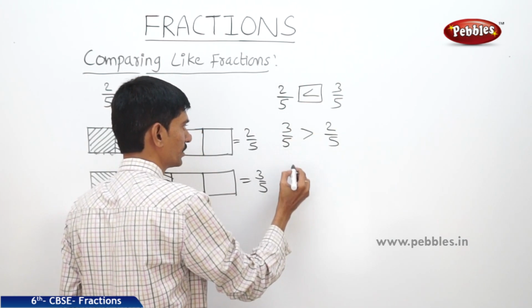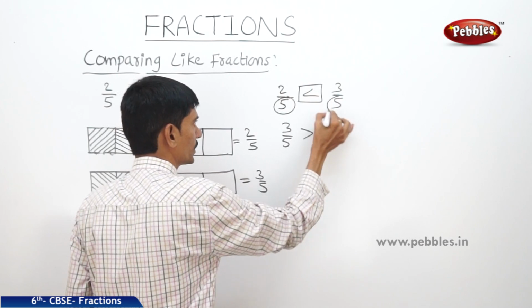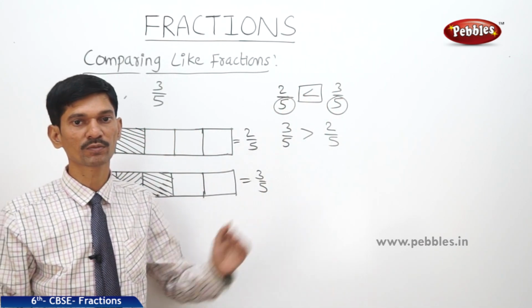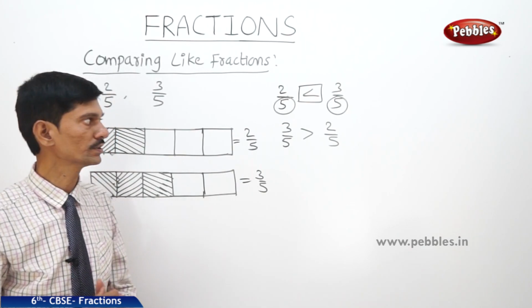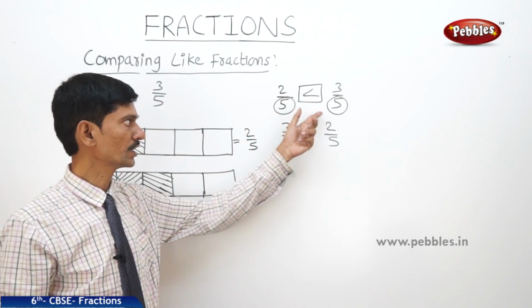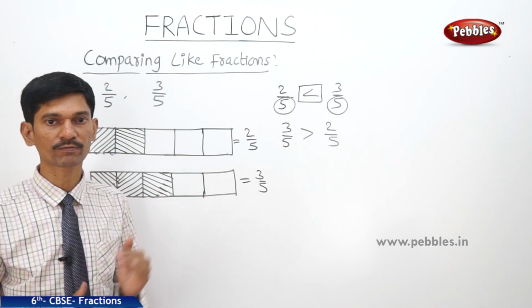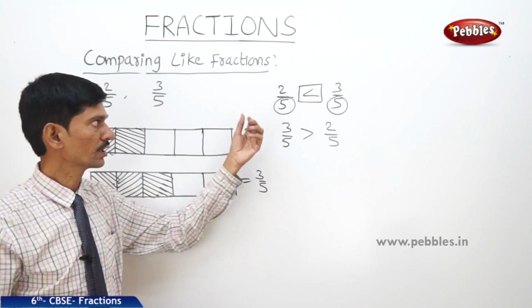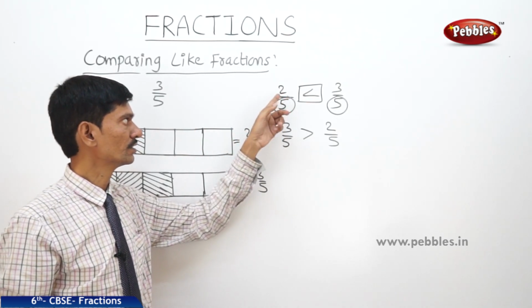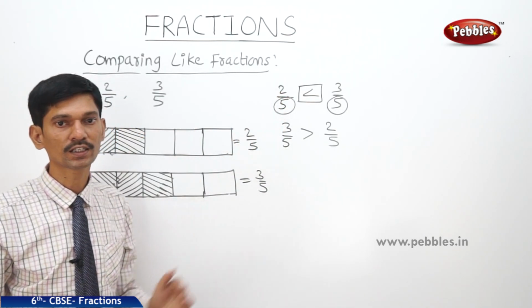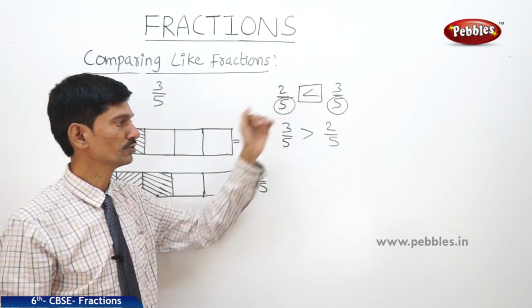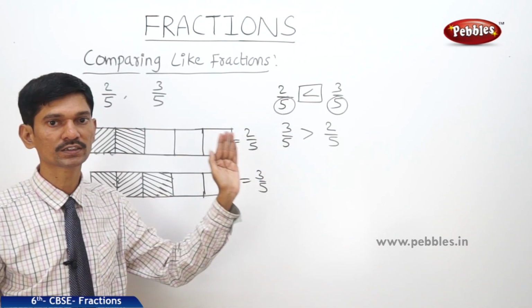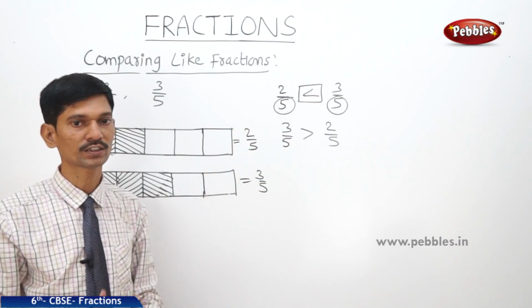Or we can write 3 by 5 is greater than 2 by 5. So when the denominators are equal, then we can just compare the numerators, then we can put the less than symbol or greater than symbol or equal to symbol. So when the given fractions are like fractions, means if their denominators are equal, then the fraction with lesser numerator is less than the fraction with greater numerator, or the fraction with greater numerator is greater than the fraction with lesser numerator.